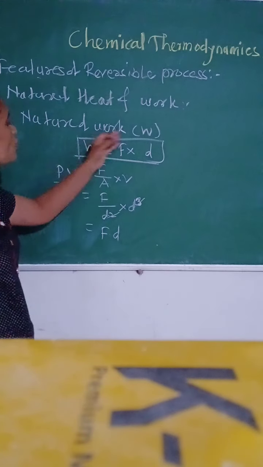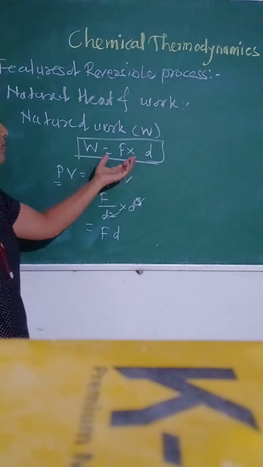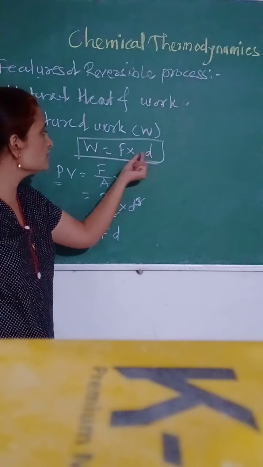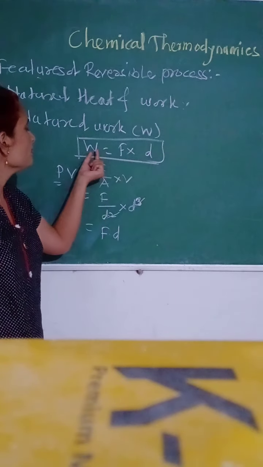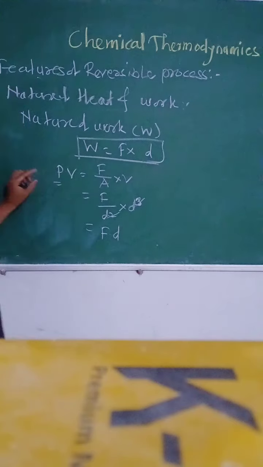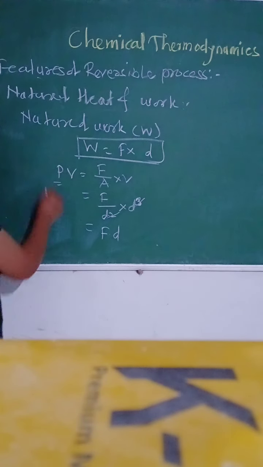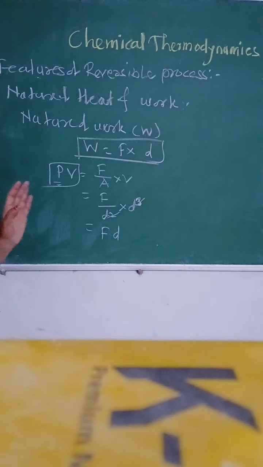So the nature of work: any body displaced through a distance d by a force F gives W equal to F into d. In thermodynamics, the pressure-volume type of work is pressure, force per unit area, into V. That area is in terms of d square and the volume d cube, which cancel, and you get the pressure-volume work equal to F into d.